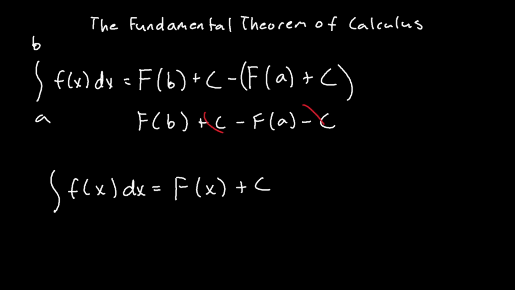Because when you have an antiderivative, the arbitrary constants will always be the same, right? You take the antiderivative of some function. It doesn't make sense to have this be plus 2 and this to be plus 3 when it's from the same function. So the arbitrary constants cancel out. That's why you don't need to put the plus c for definite integrals.